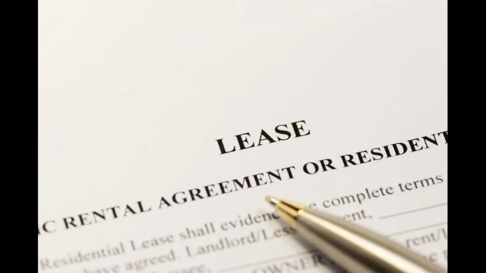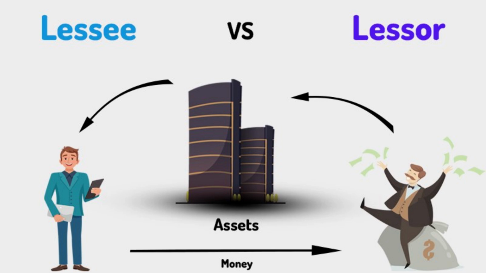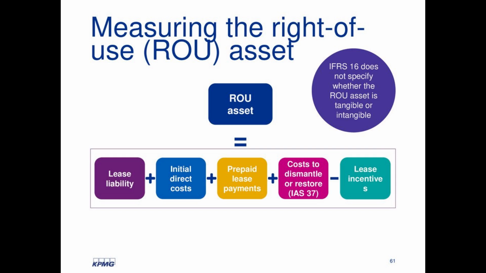What is a lease? A lease is a contract or part of a contract that conveys the right to use an asset for a period of time in exchange for a consideration. Under a lease, we look at a lessor, the one who provides the right to use the asset. The lessee is the one who obtains the right to use the asset. Then there is also the right-of-use asset, the one which is being used.